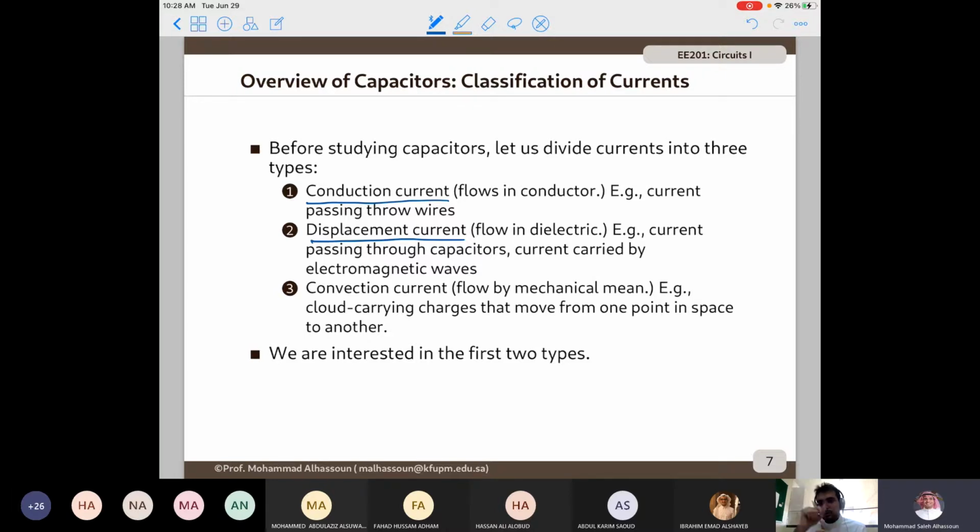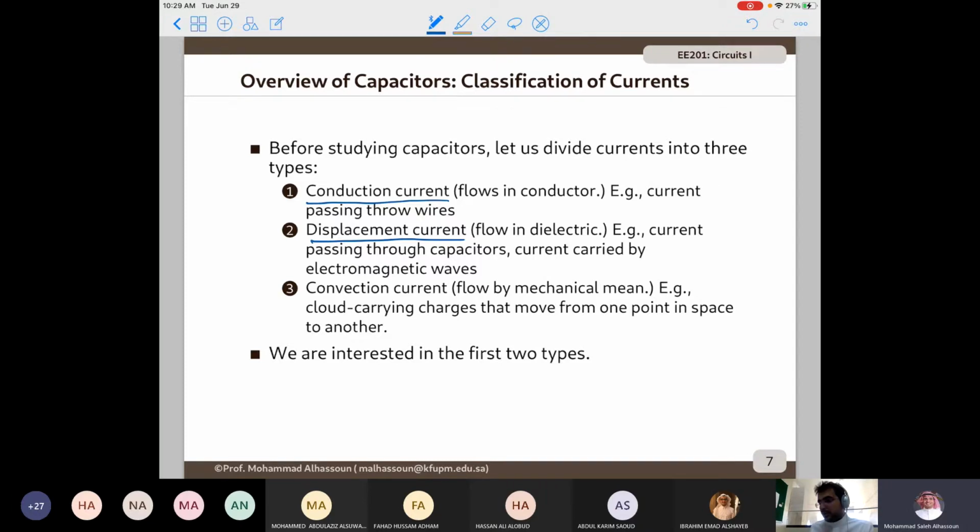Because if you are going to send information from one point in space to another, you don't have a line that connects this point. You don't have a cable from the power station or from the base station to your cell phone. They are all connected wirelessly, and the information is carried through the displacement current.